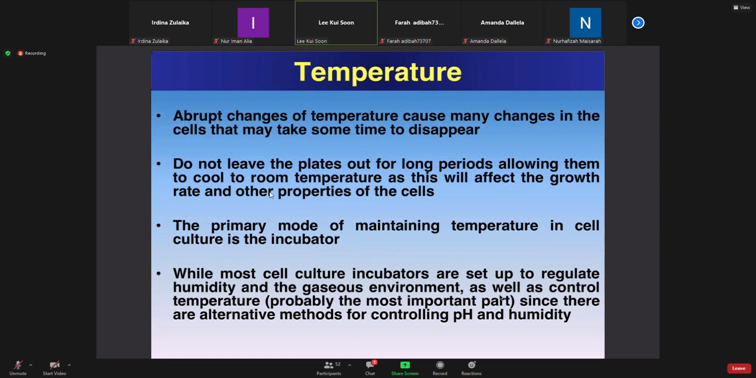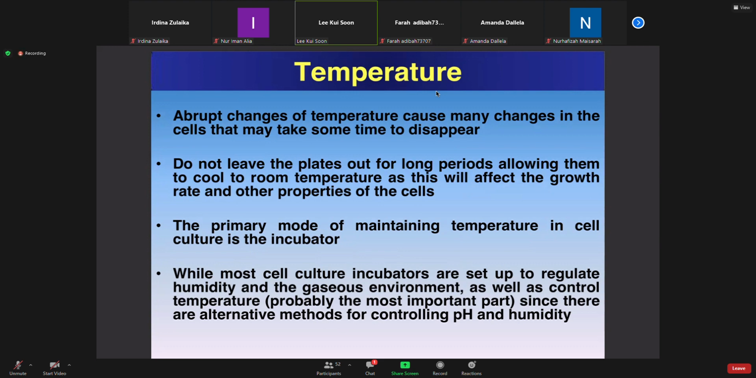survival. Okay, and also the primary means of maintaining temperature in cell culture, of course, is the incubator. Okay, we need an incubator because the incubator will provide a constant, consistent temperature all the time for the cell to survive. All right, and most cell culture incubators are set up to regulate the humidity and also the gaseous environment, as well as control the temperature. Okay, probably the most important part, of course.